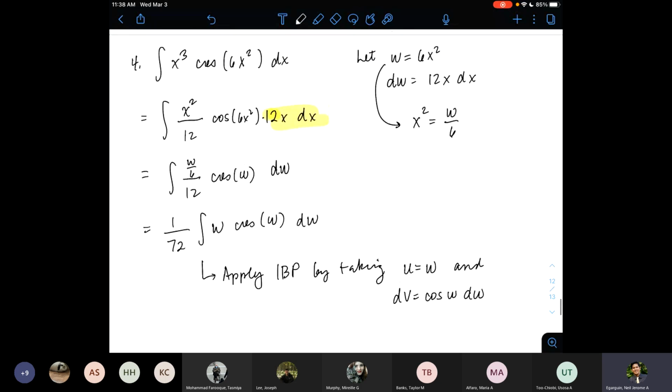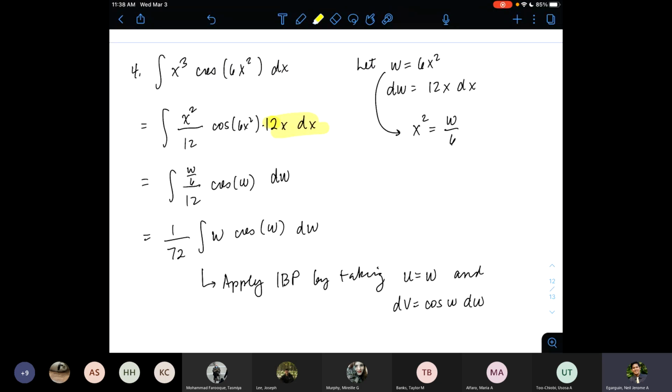The 12 came from the u substitution because here, remember, I'm letting w be equal to 6x squared. So that means dw is 12x dx. So that's why I need a 12x dx to get the dw. So that's why I have it here.